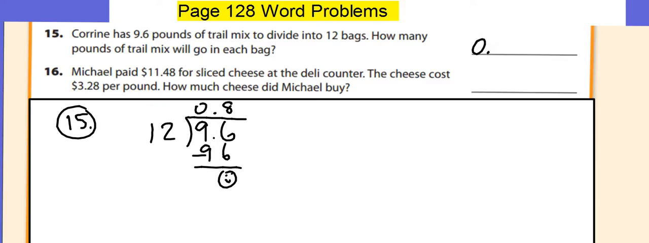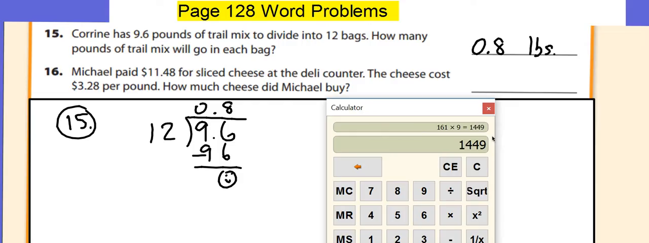But this is your friendly reminder that on a word problem, you have to use a unit. So reread the question to get your unit. It says how many pounds of trail mix will go into each bag. That tells you that the unit is pounds. I like to write LBS for pounds: 0 and 8/10 pounds.